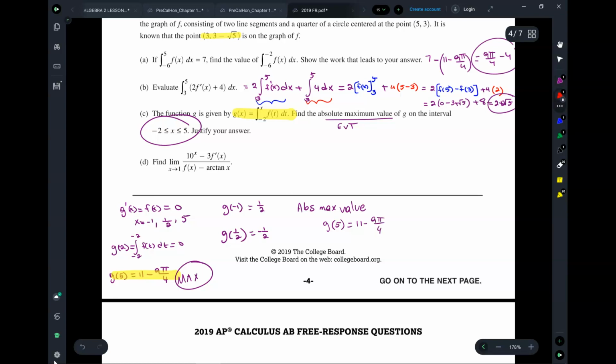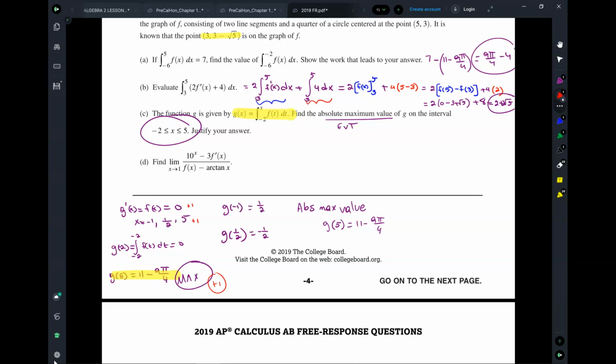Okay, so 1 point for this, 1 point for this, and 1 point for all the other stuff. So if you did a sign chart, and you did the arrows, and you did it that way, you would get no points for this part. Okay, look at this one. Let's put in a 1 here and see what we get.